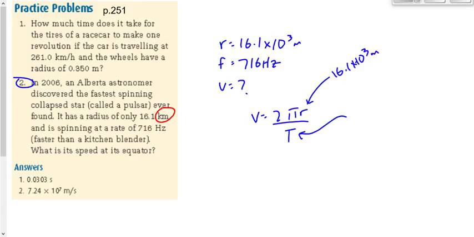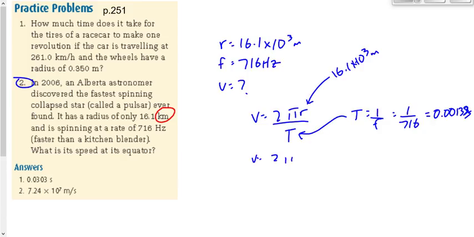Any ideas? T is equal to 1 over the frequency. T is equal to 1 over f, so it's 1 over 716. What does that work out to be? 0.00139 seconds. So it takes 1/1000th of a second for this thing to spin around once on its axis. Let's sub that in here now and see what we get.